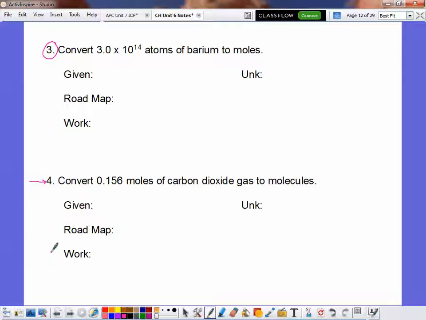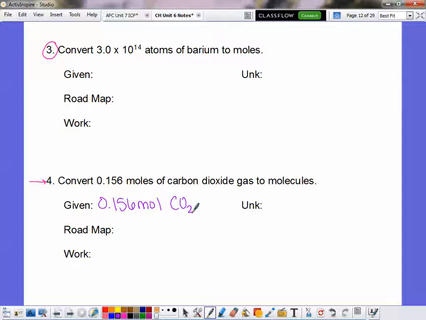All right. Let's write out our given and our unknown and go from there. So our given is 0.0156, sorry, not 0.01, 0.156 moles of carbon dioxide. How do I write carbon dioxide? CO2. And what is it asking me to find of carbon dioxide? Molecules.